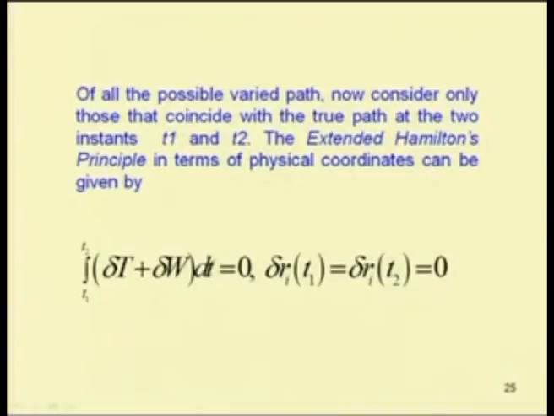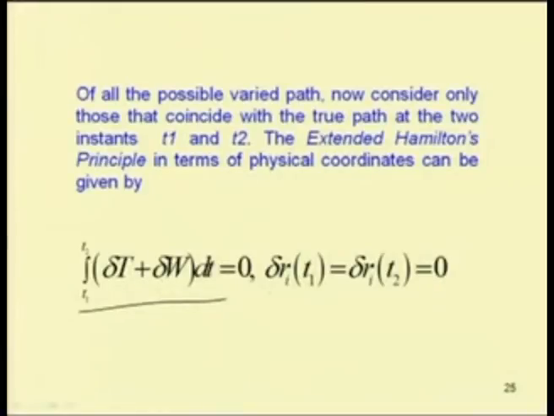Already you have seen that work done equals change in kinetic energy. From that principle, one can find this expression, that is the extended Hamilton principle. According to the extended Hamilton principle, the integral of delta T plus delta W dt equals 0, where delta T is the change in kinetic energy and delta W is the change in work done.